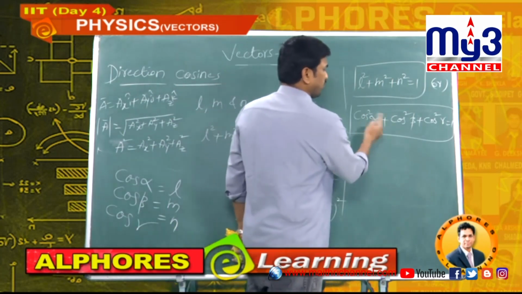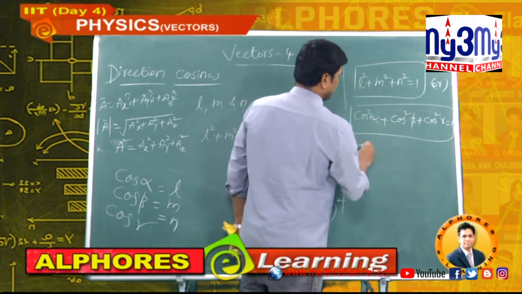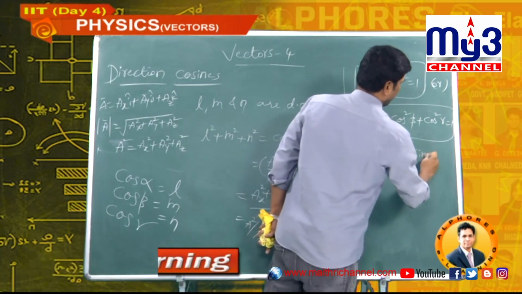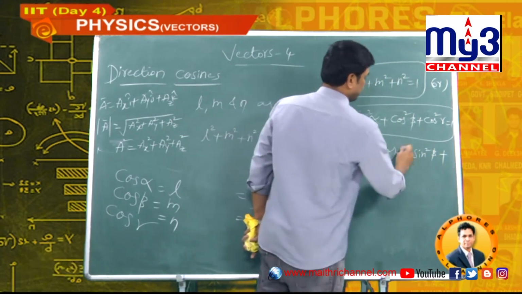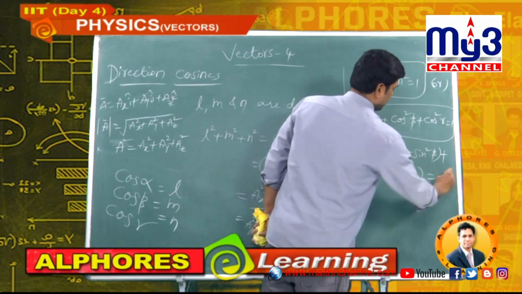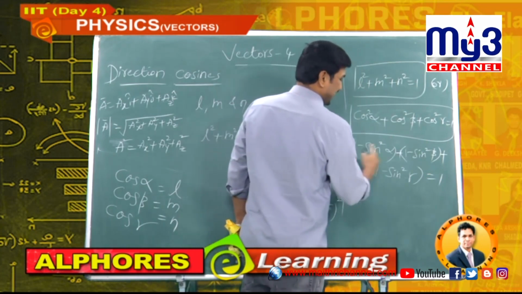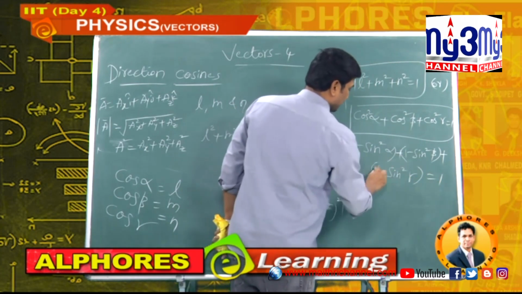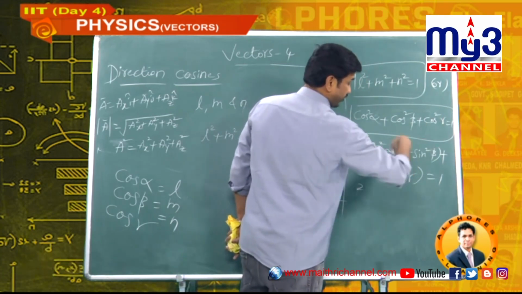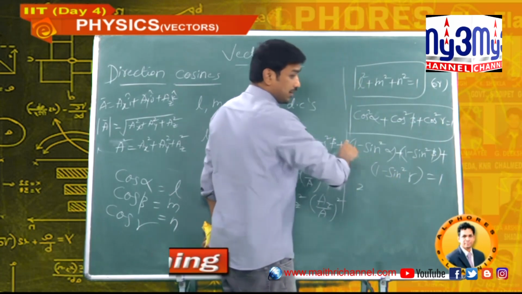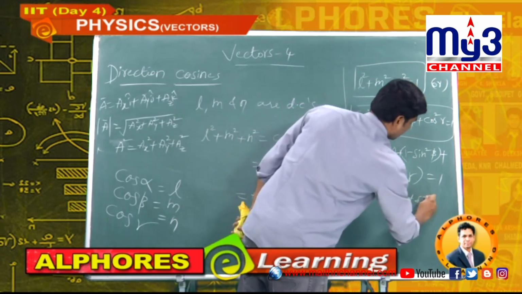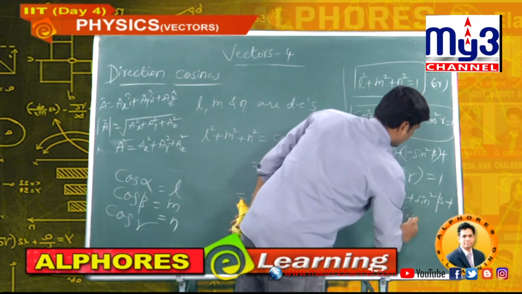Now simple, one more result I will derive from this. (1 - sin² alpha)(1 - sin² beta)(1 - sin² gamma): cos² alpha, cos² beta, cos² gamma is equal to 1. See here, 1 cancels. Now 1 plus 1 is 2. Taking the minus sin² alpha, minus sin² beta, minus sin² gamma to the right side, 2 is equal to sin² alpha plus sin² beta plus sin² gamma.